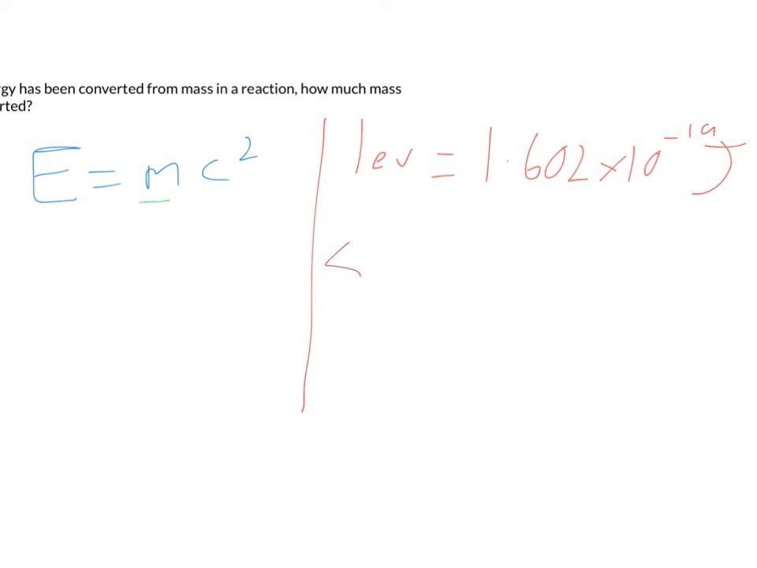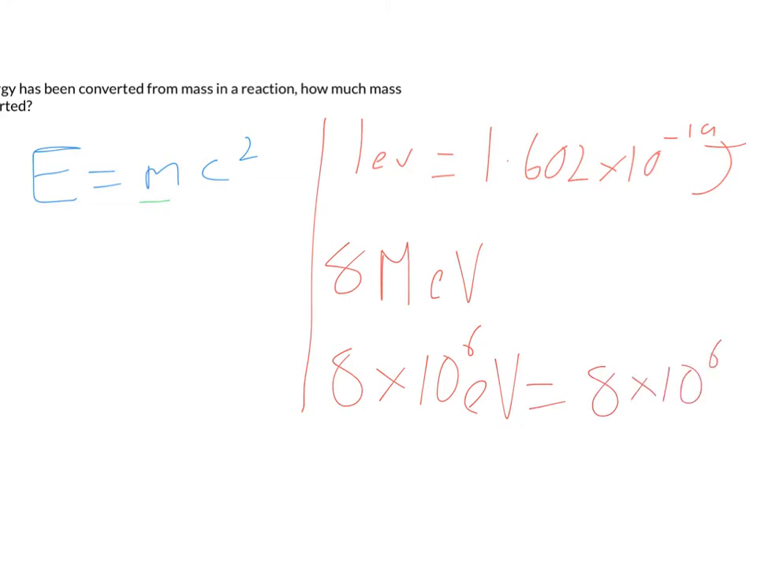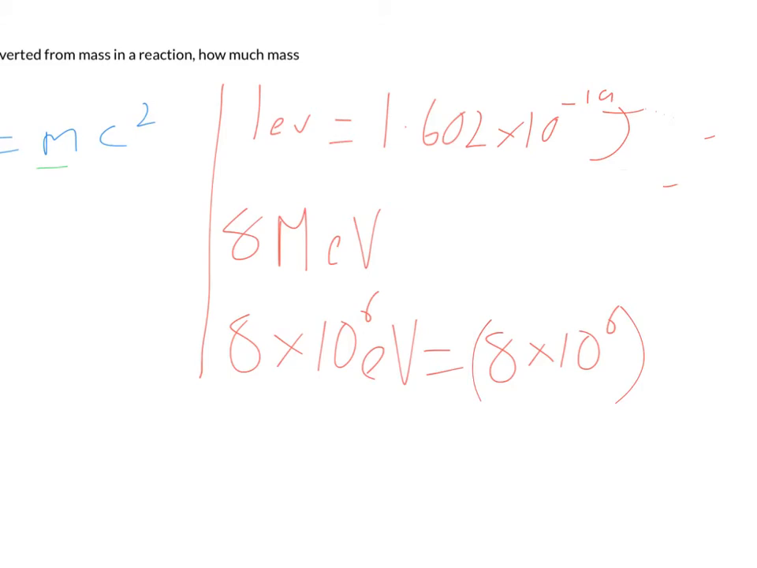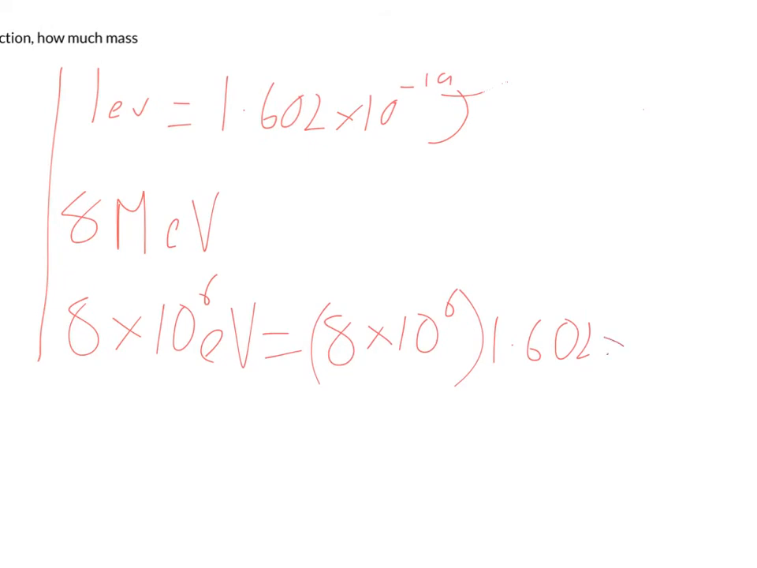So 8 mega electron volts is going to be 8 by 10 to the power of 6 electron volts, or 8 by 10 to the power of 6 lots of what's on the right hand side, 1.602 by 10 to the power of minus 19 joules. So really what we're doing is just multiplying the left hand side by this number, so then we're multiplying the right hand side by this number too, and that's maybe the easiest way to convert between the two.